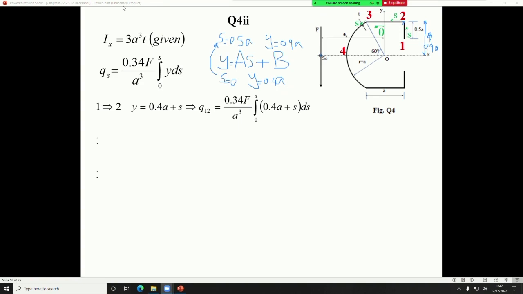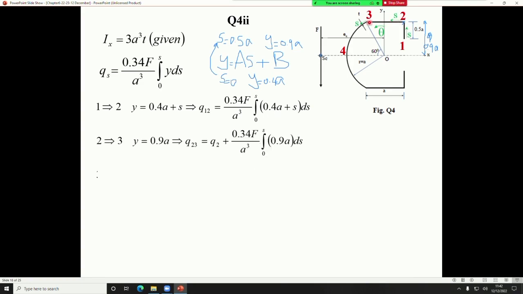Now, I substitute in this equation. Now this is a linear function. The integral of a linear function becomes quadratic. Therefore, it gives us a quadratic distribution. I don't think I have got this sketch. I'll draw it for you. So it gives us a quadratic distribution.